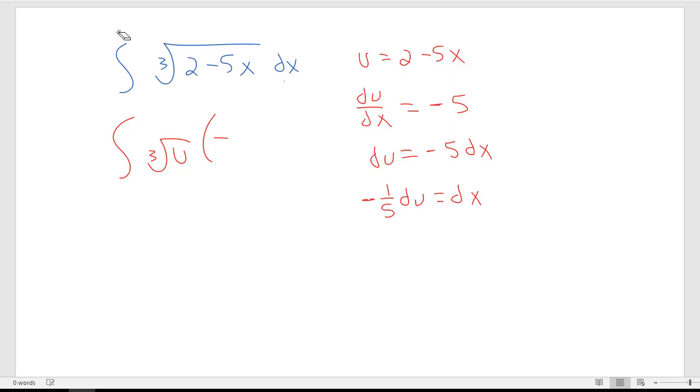My fingers don't always want to work. I'm negative 1/5 du. So again, when the inside is linear, its derivative is constant. And this constant of negative 1/5, I'm just going to pull out front of the integral. And there's our change of variable. Man, that is a sloppy u. Right?